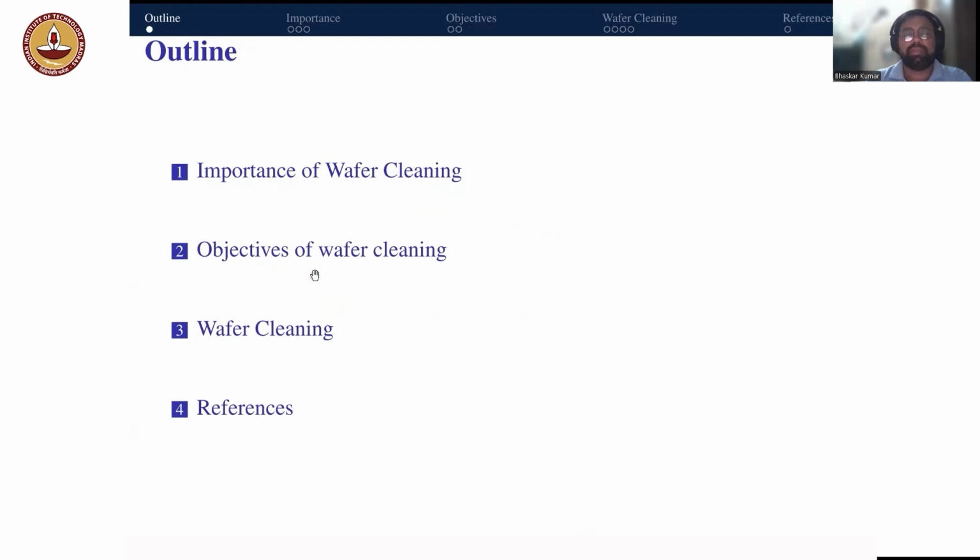Next, I'll talk about the objective of wafer cleaning, where I'll explain what are the things that we aim to achieve by doing this extensive cleaning using standard recipes of cleaning solutions and all that. Next is the wafer cleaning step itself, the protocol that is typically used in industry and academics. Next, I'll describe a reference that is very good for learning in detail about all these wafer cleaning steps and processes.